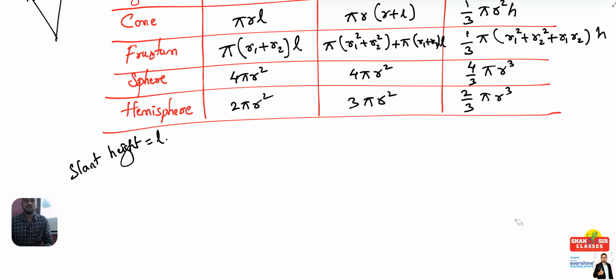Frustum of a cone means, remember cone. Pi r l means pi into r1 plus r2 into l. Is this clear? Total surface area: pi r into r plus l, pi r into r is pi r square, plus pi r into l, pi r l. So pi into r1 square plus r2 square, plus pi as it is, r1 plus r2, bracket l. Volume: 1 by 3 pi r square h, 1 by 3 into pi into. Are you getting?